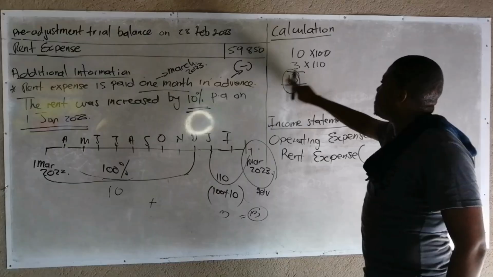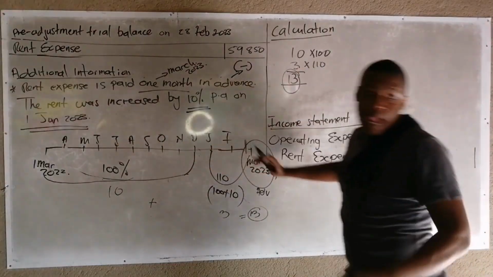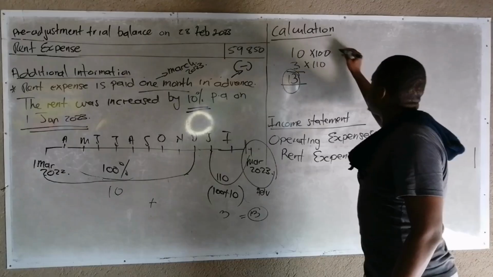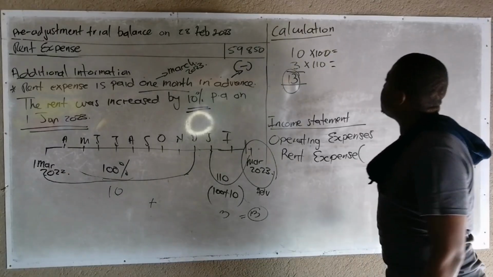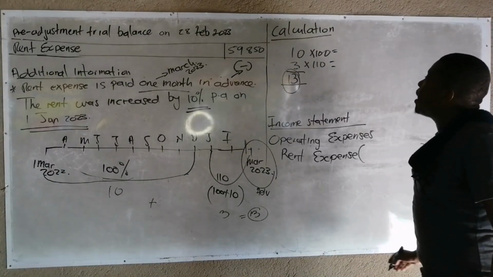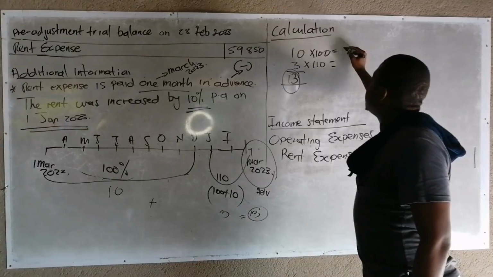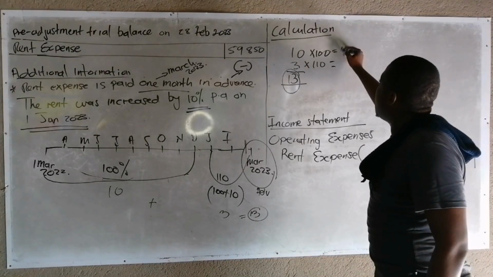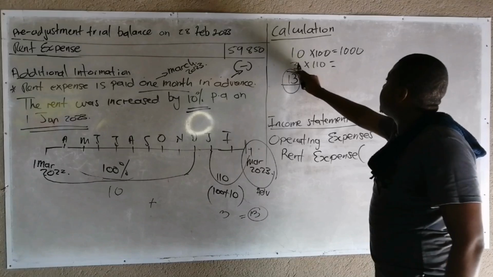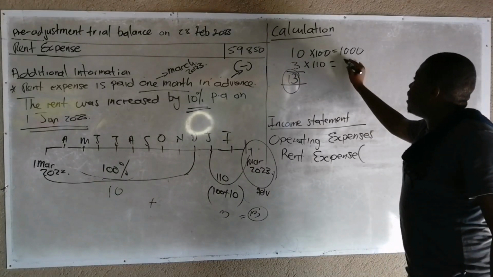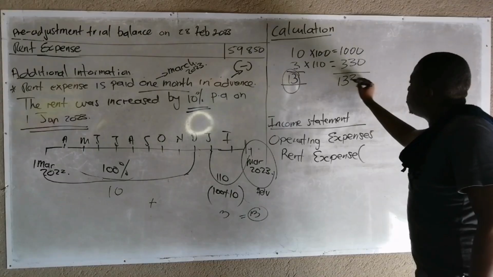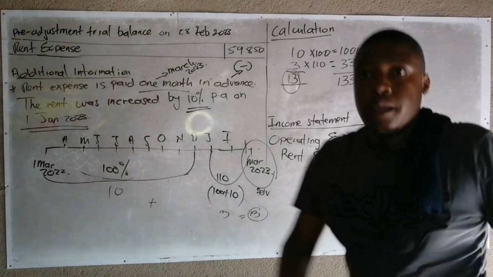This 10 months plus 3 months gives us 13 months from the timeline or from the dates which you have counted, guys. So if you do a calculation here, you will say 10 times 100, it will give you 1,000 rand. Then 3 times 110, it will give you 330. In total, it will give you 1,330.